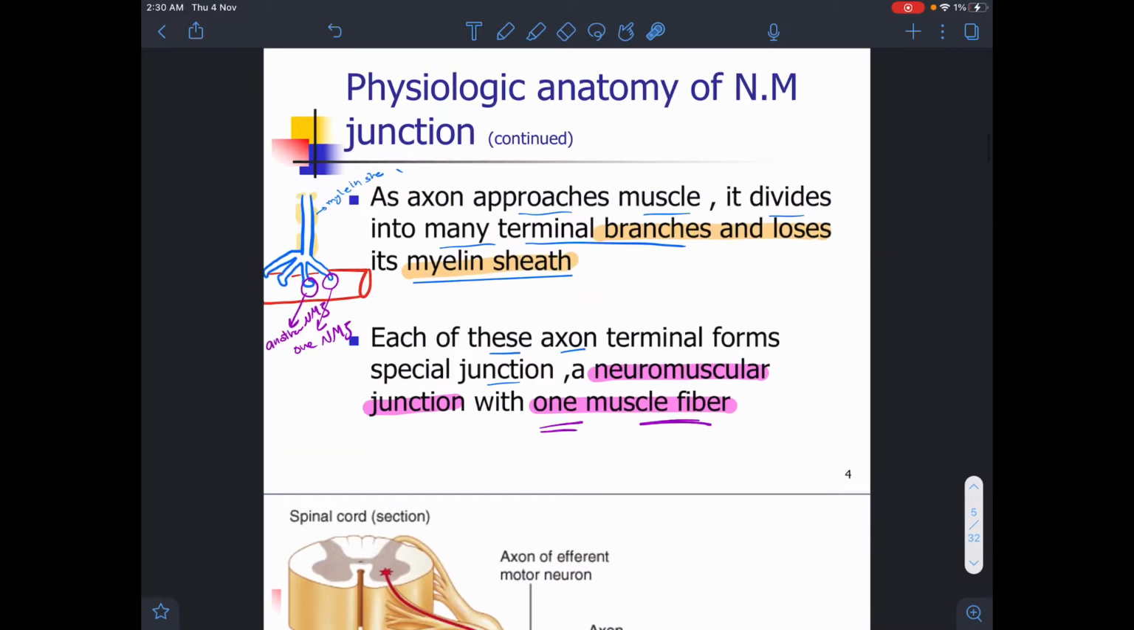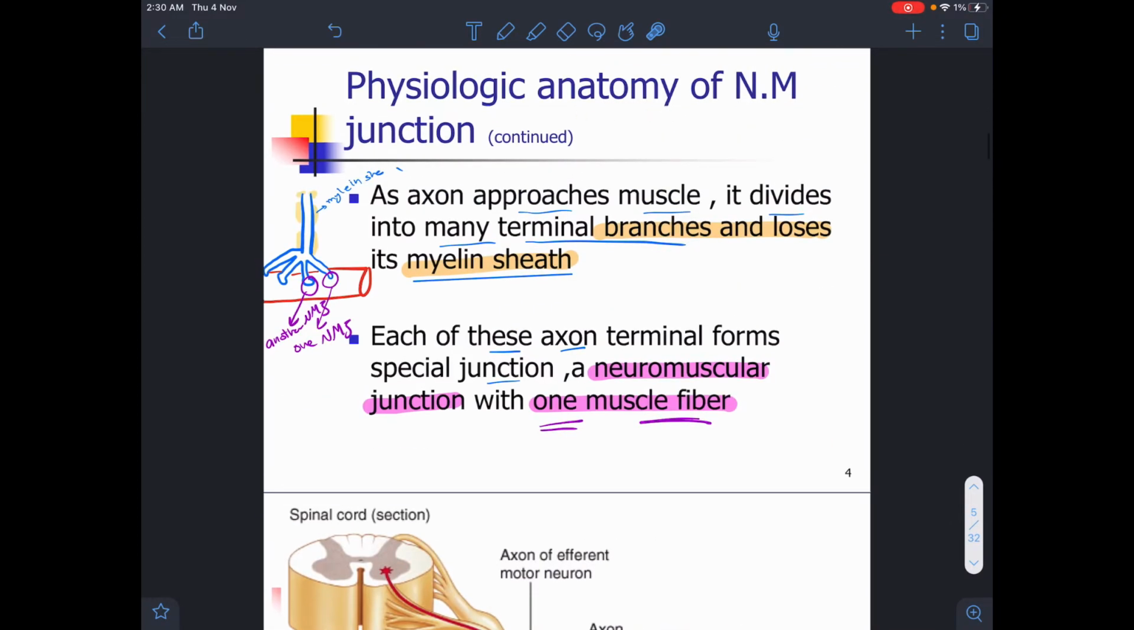Second thing, physiologic anatomy of the neuromuscular junction. Now this is an axon, this is the nerve, which is myelinated actually, and it's a motor nerve. This is the axon terminal. Excuse me for the bad drawing. This is the axon terminal. It's going to branch out. Each axon terminal, each branch, is going to have a neuromuscular junction.